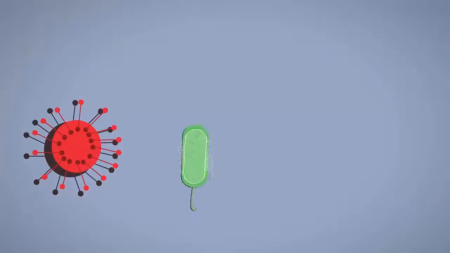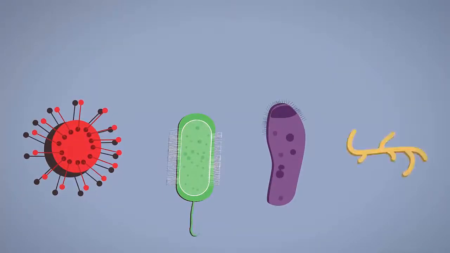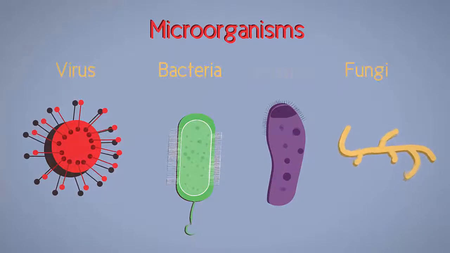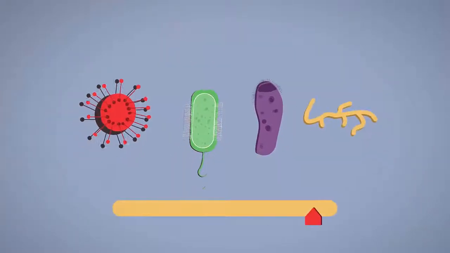So from this video, you should know that pathogens are disease-causing microorganisms and can be a bacteria, virus, fungi, or protist. They are transmitted in many different ways, and their mode of transmission determines how they can be controlled.